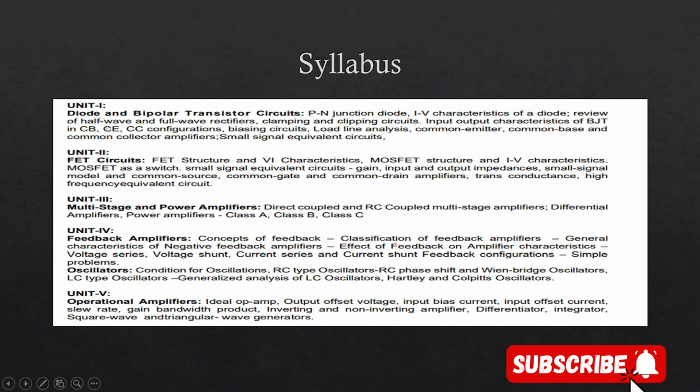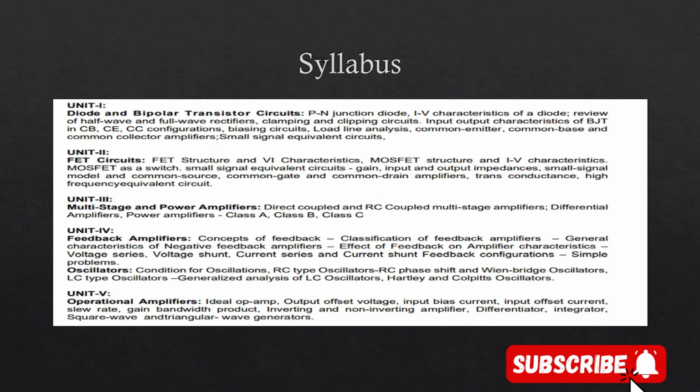So here you have diode and bipolar transistor. In this unit, the PN junction diode, the current and voltage characteristics of a diode, and BJT: what are the CB, CE, and CC configurations. These are the common base, common emitter, and common collector configurations. These are the questions based on unit 1.